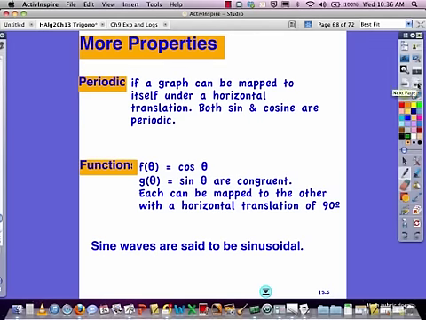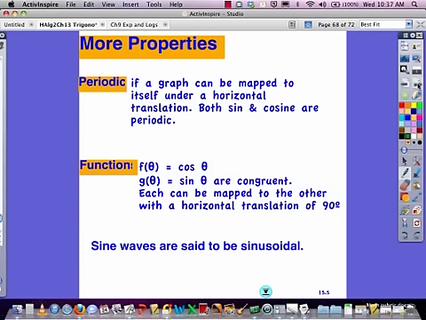Periodic. If you go back to the graphs, if a graph can be mapped to itself under a horizontal translation, so if it can be shifted left or right, both the sine and the cosine are periodic. They can be shifted, as you look at your pictures, left or right till they match up on top of each other. That's what we're talking about.